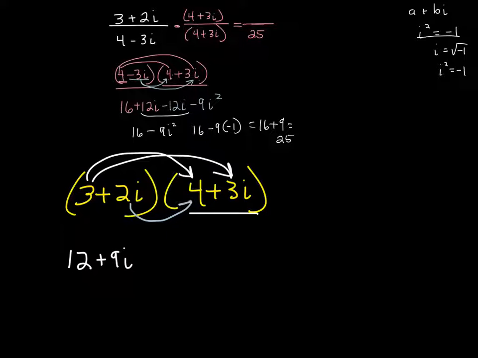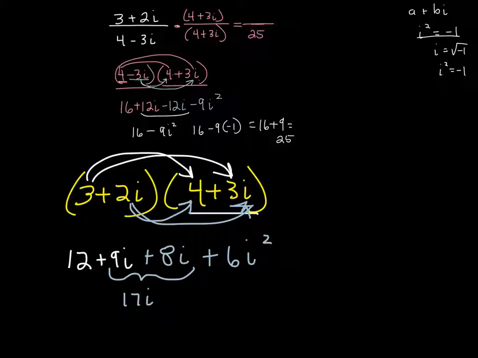So 2i times 4 gives us a plus 8i, and then 2i times 3i gives us a plus 6i squared. Okay, so we need to simplify this a little bit. So 9i plus 8i is 17i. So we have 12 plus 17i.